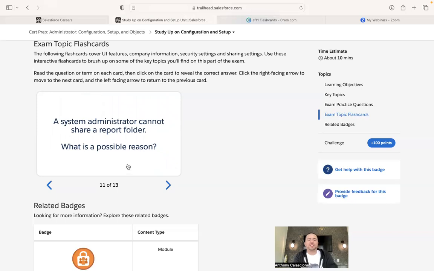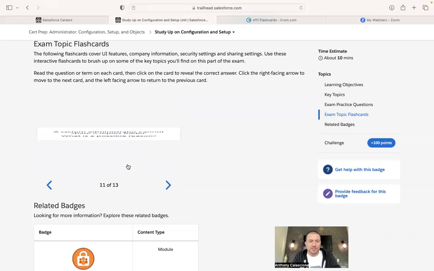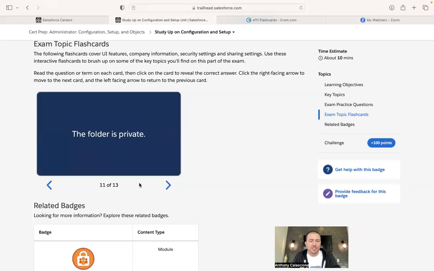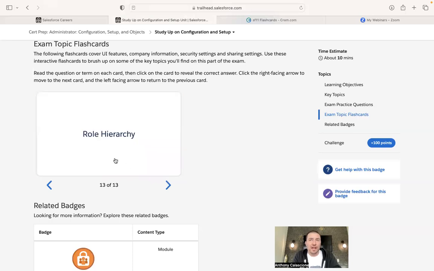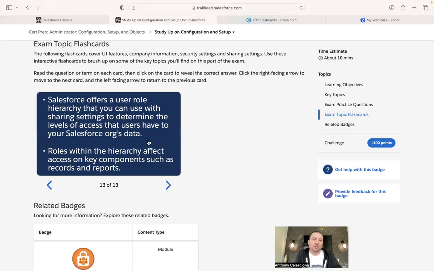A system administrator cannot share a report folder. What is the possible reason? The folder is private. Sharing rules. Give chosen users greater access by making automatic exceptions to your org-wide sharing settings. Used to extend sharing access to users in public groups, roles, or territories. Role hierarchy. Salesforce offers a user role hierarchy that you can use with sharing settings to determine the levels of access the users have to Salesforce org's data. Roles within the hierarchy affect access on key components such as records and reports.